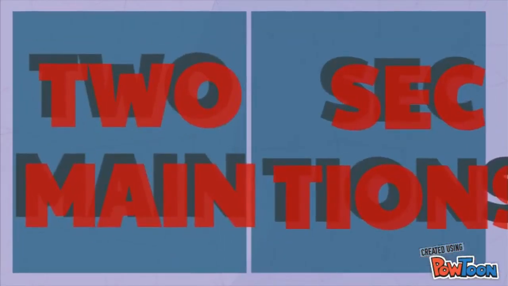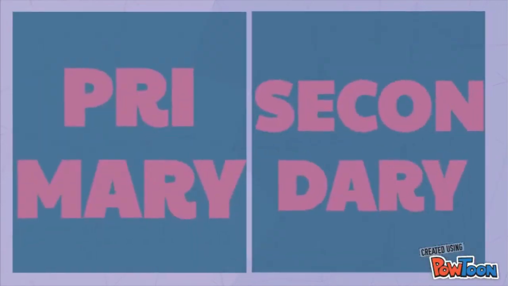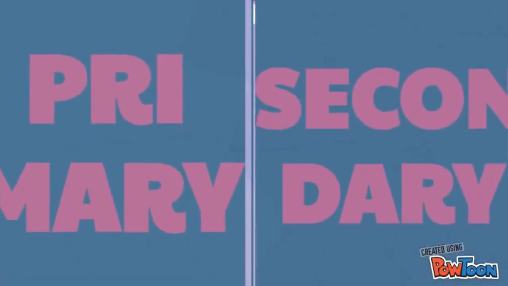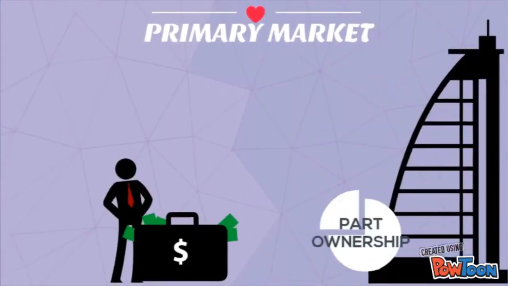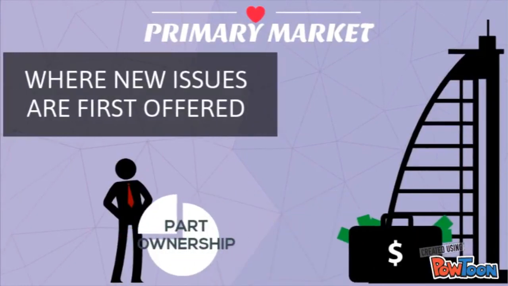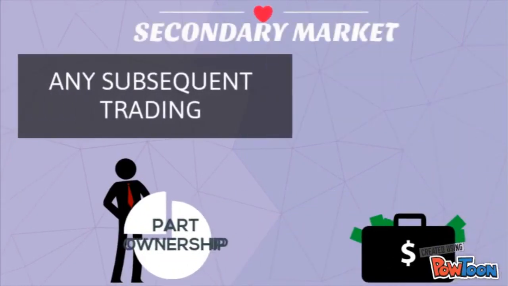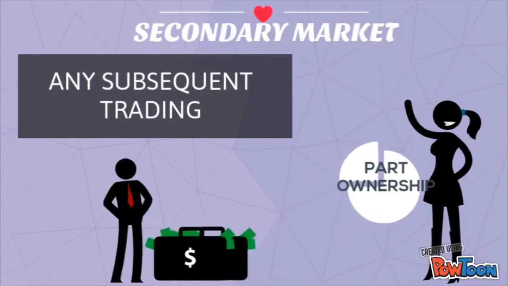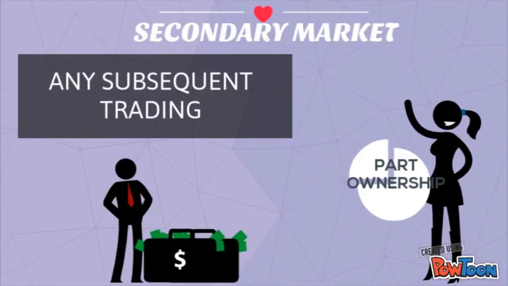This market can be split into two main sections: the primary market and the secondary market. The primary market is where new issues are first offered, with any subsequent trading going on in the secondary market.